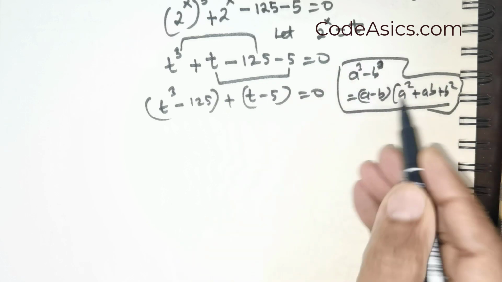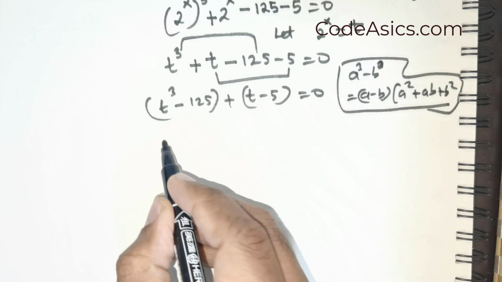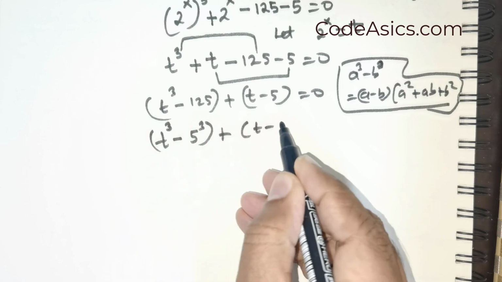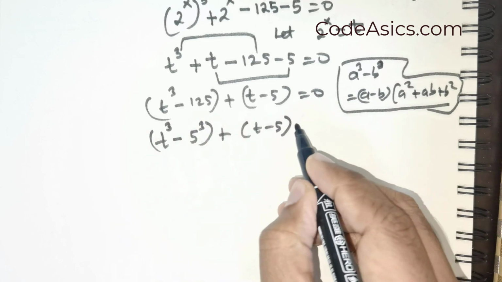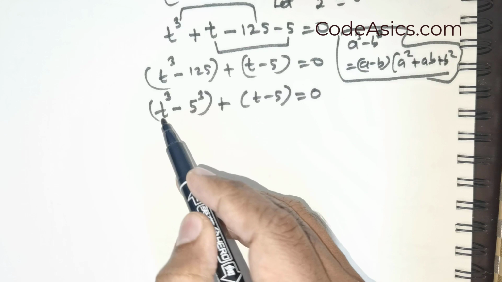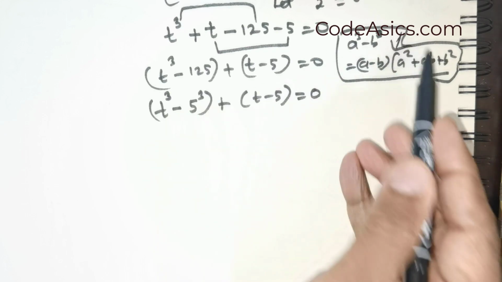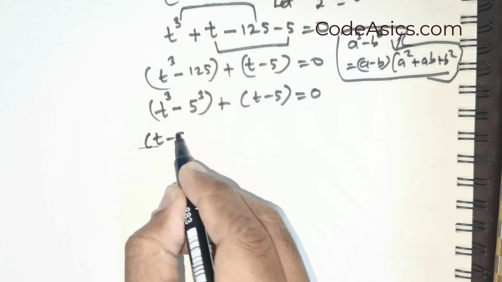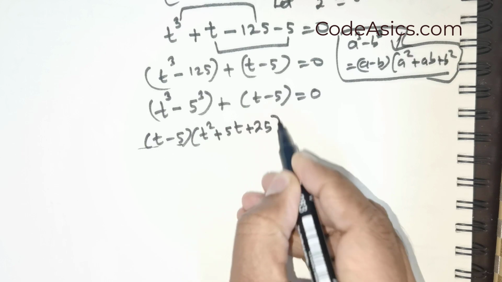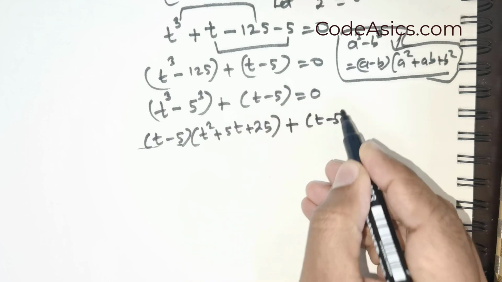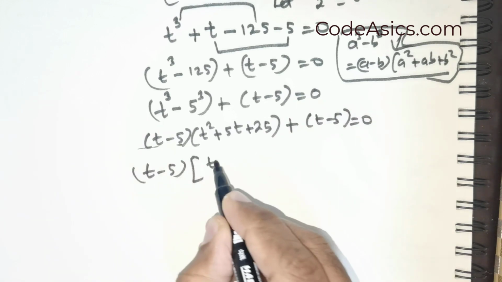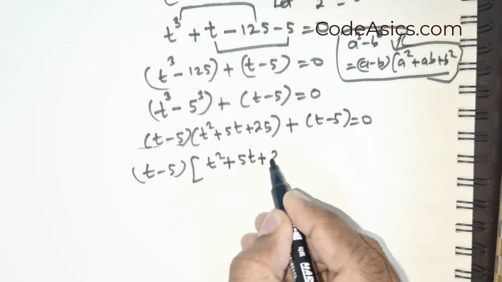To employ this formula, I need to have b cubed here, but I've got 125. So what I would do is write this as t cubed negative 5 cubed followed by t negative 5, and that has to be equated to 0. Now, since I already have the a cubed negative b cubed form, let me use this formula. So this is going to be t negative 5 times t squared positive 5 times t positive 5 squared, that's going to be 25, followed by t negative 5 is equal to 0. So this is what I've got. So t negative 5, I can take it out. If I were to do that, I would get t squared positive 5 times t positive 25.